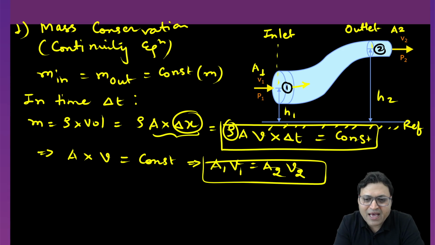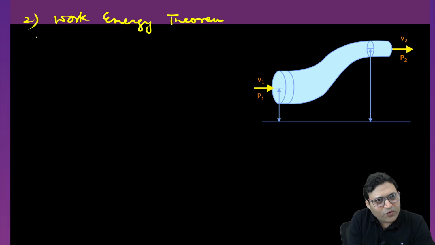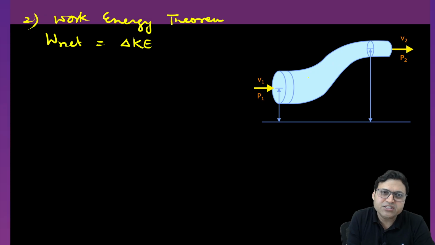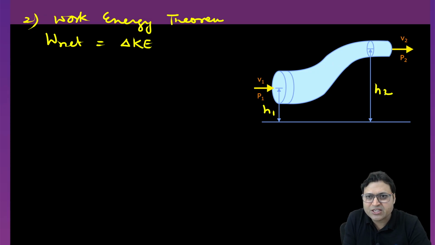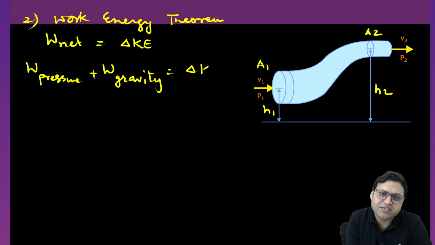Now, if we apply the work energy theorem, what is the work energy theorem? According to the work energy theorem, net work done is equal to change in kinetic energy of the fluid. This is h1, this is h2, this is area A1, this is area A2, right? So net work done is due to the pressure force plus the work done by the gravity force or the weight, which is equal to the change in kinetic energy of the fluid. What is the work done by the pressure force?